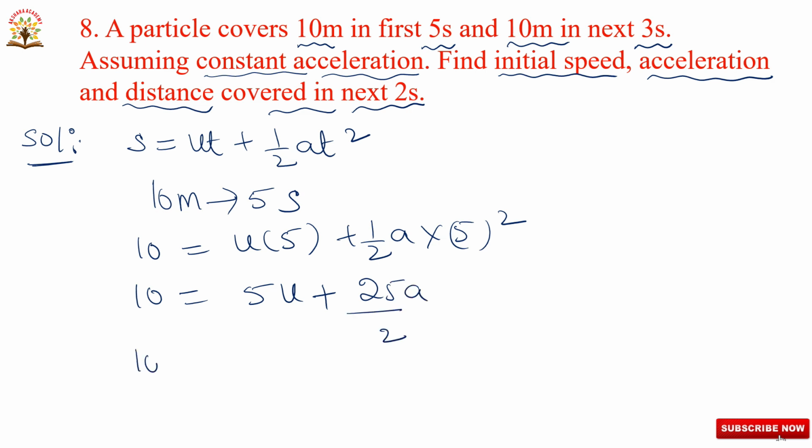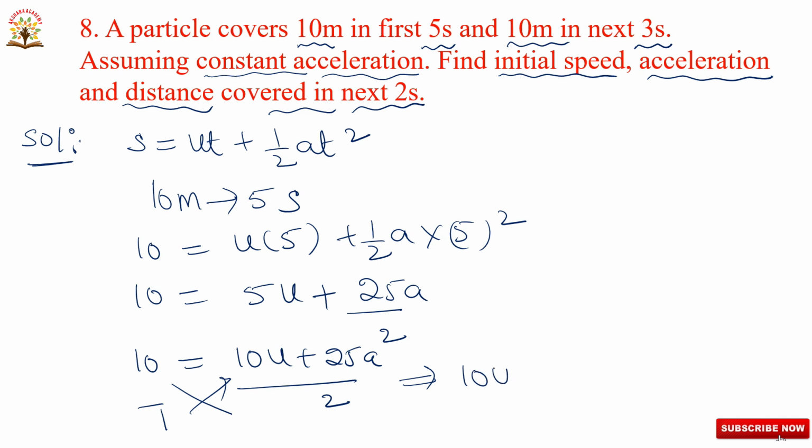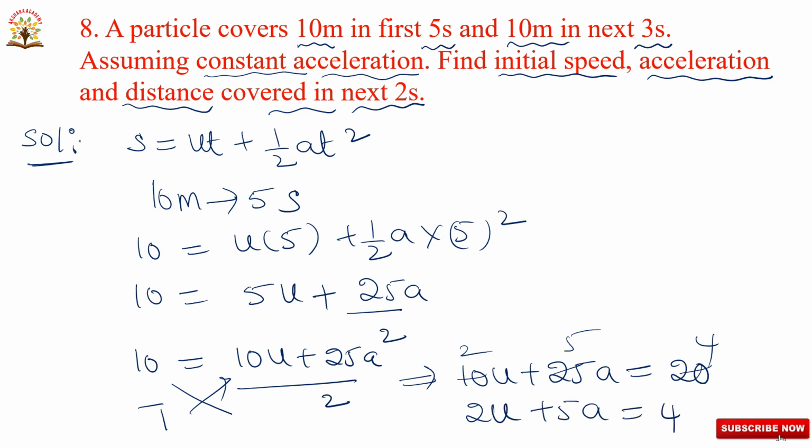Now taking LCM, 10 is equal to 2 fives are 10u plus 25a by 2. Now taking cross multiplication, we get 10u plus 25a is equal to 2 tens are 20. Now dividing the entire equation by 5: 5 twos are 10, 5 fives are 25, and 5 fours are 20. So this becomes 2u plus 5a is equal to 4. Consider this as equation number 1.